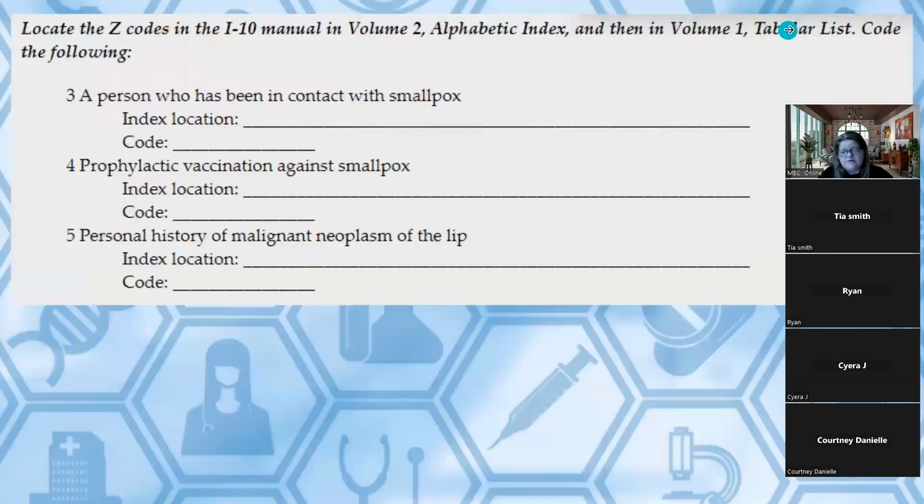I have a question. Sure. Okay, so for the ICD-10 codes, is there always going to be a Z code to go with it? Tia, you're kind of muffled. I can barely understand you, love. Hold on. Yeah, I can't hear you at all. Type it in the chat.